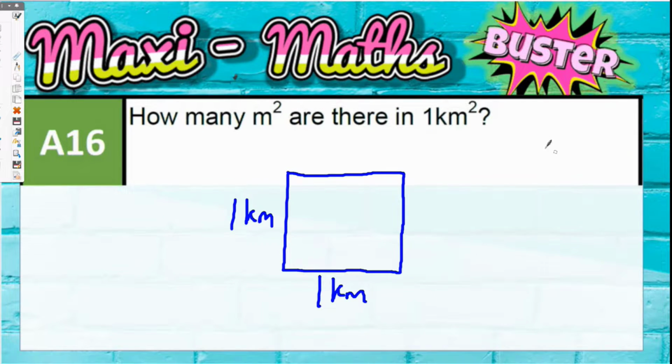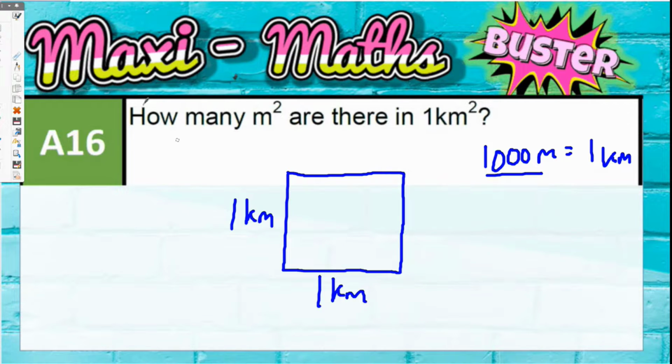Now, if you're thinking that I know this already, there's 1,000 meters in a kilometer, you would be right with 1,000 meters in a kilometer, but this is talking about meters squared and kilometers squared. So it is not 1,000 for the answer that we're looking for.